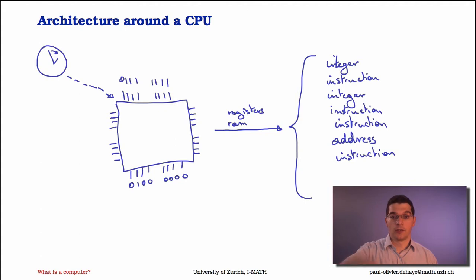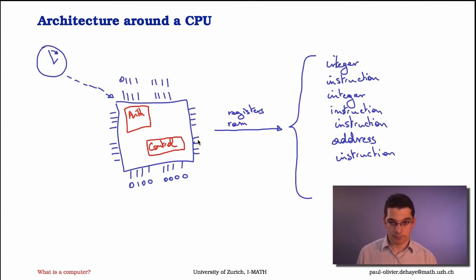Okay, so how does this cycle work? Well, there are two important parts of the CPU. There's the arithmetic processing unit inside. The arithmetic processing unit does the type of operations you would expect from a CPU, so it does arithmetic operations. And then there's another component, which is the control unit. The control unit is basically taking care of which instruction to execute when.